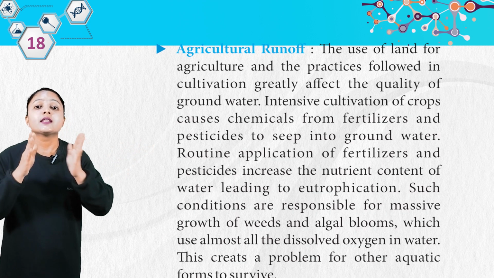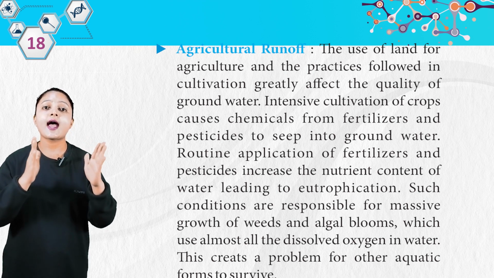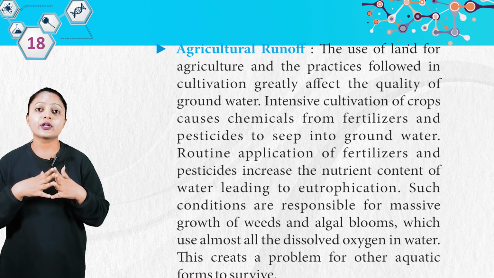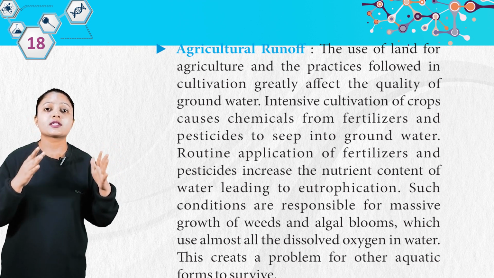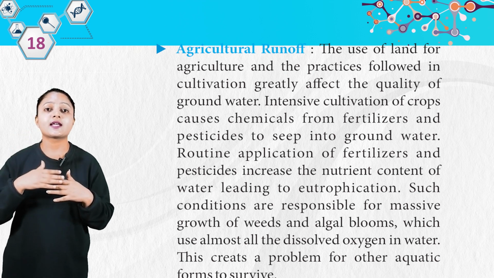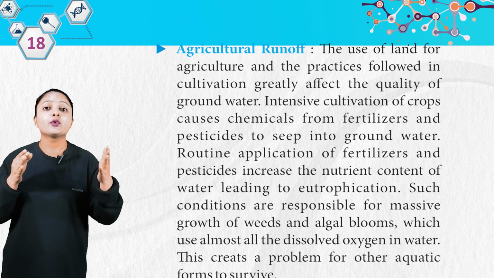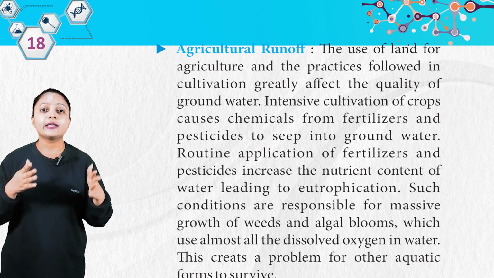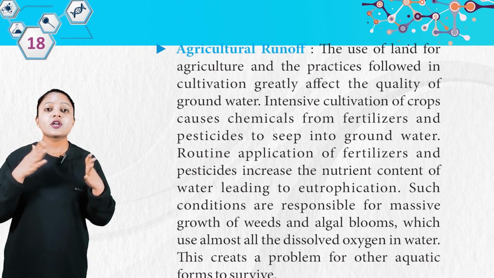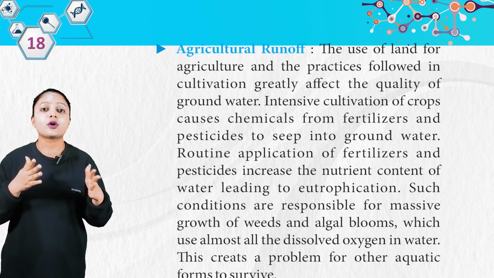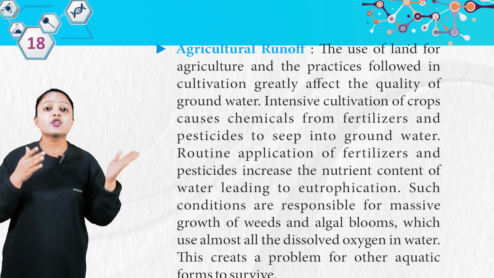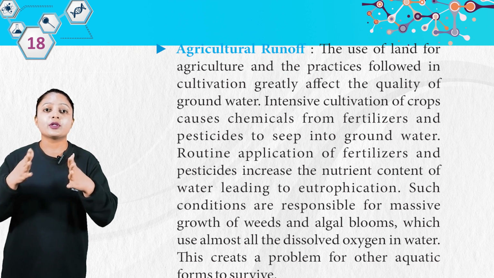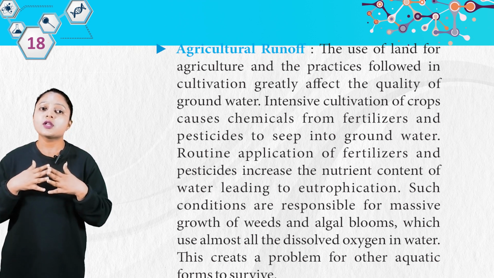Agricultural runoff. The use of land for agriculture and the practices followed in cultivation greatly affect the quality of groundwater. Intensive cultivation of crops causes chemicals from fertilizers and pesticides to seep into groundwater. Routine application of fertilizers and pesticides increases the nutrient content of water, leading to eutrophication. Such conditions are favorable for massive growth of weeds and algal blooms, which use almost all the dissolved oxygen in water. This creates a problem for aquatic forms to survive.